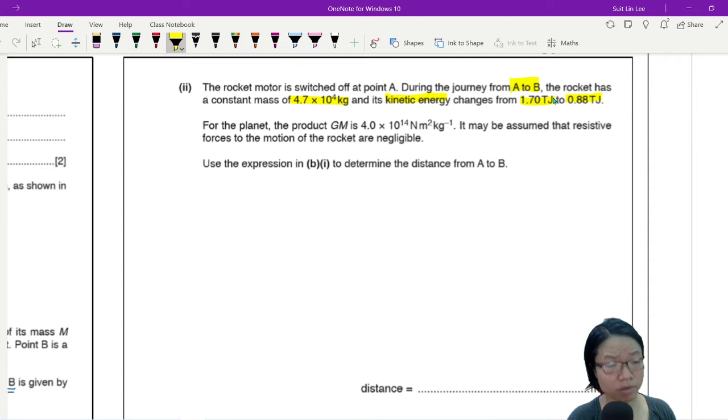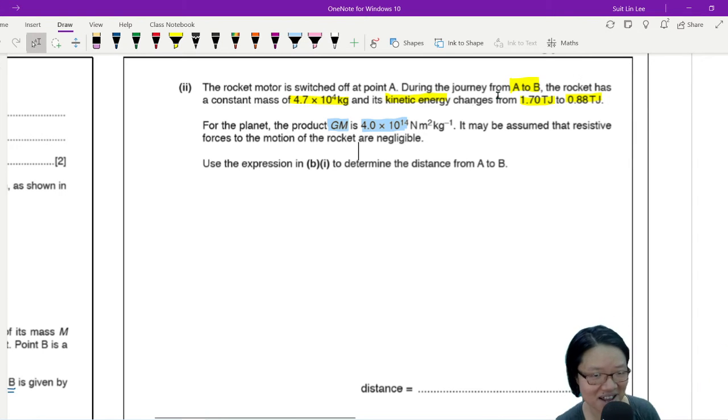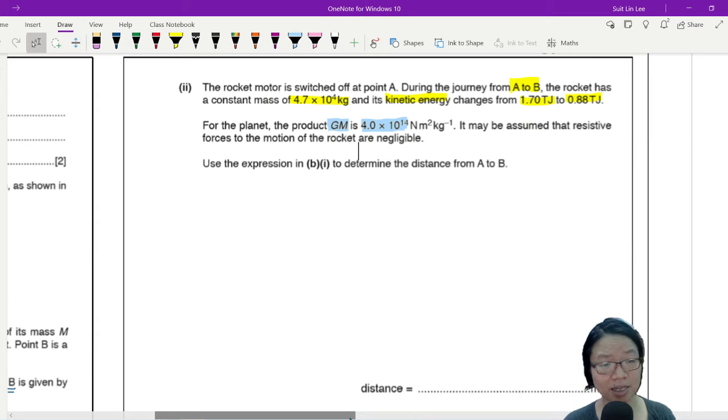For the planet, the product GM, wow, this one is another high level. Instead of giving you the mass of the planet, they multiply the gravitational constant and the mass of the planet for you already. Nice. It may be assumed that resistive forces are negligible. Yay, no friction. Use the expression in B1 to determine the distance from A to B. A lot of things to think about. I think we draw a picture.